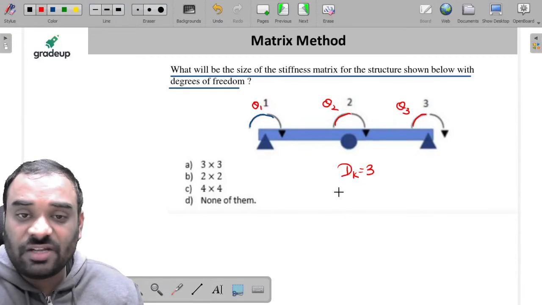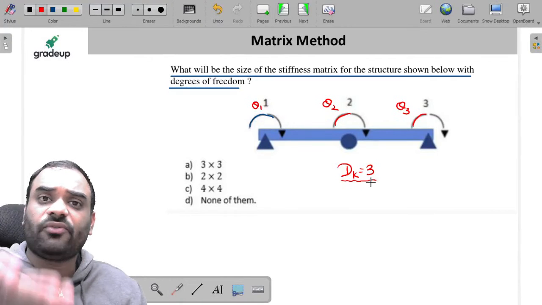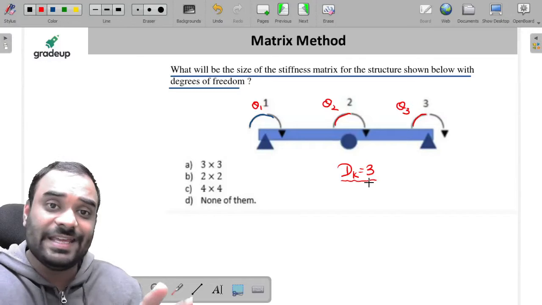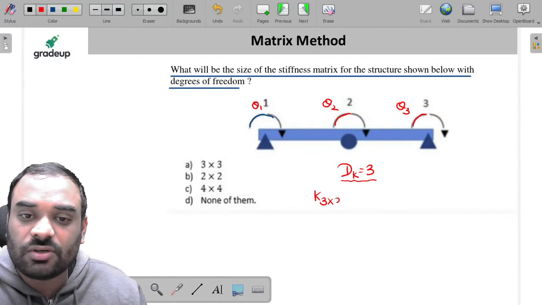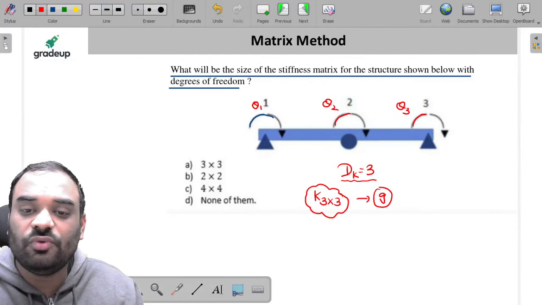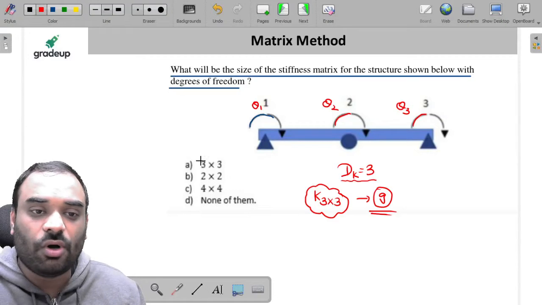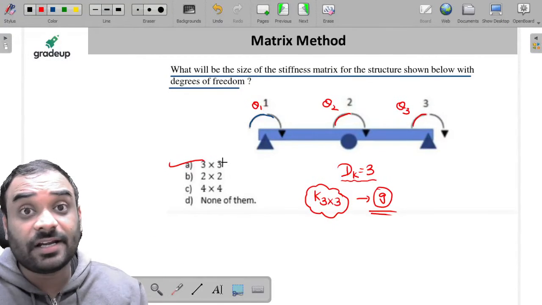Okay, so my dear friends, the order of matrix depends upon what? Dk. In case of flexibility matrix, it depends upon Ds, right? So the order of matrix is equal to 3 cross 3. So how many elements you will get? 9 elements you will get, my dear friends. Okay, so the order will be A. A is the correct answer.